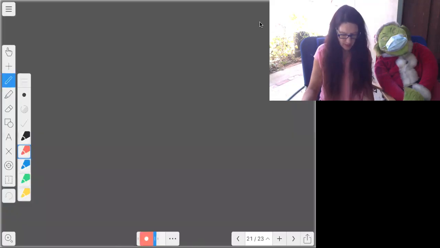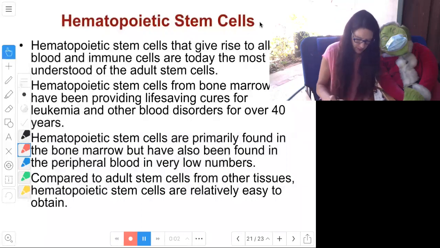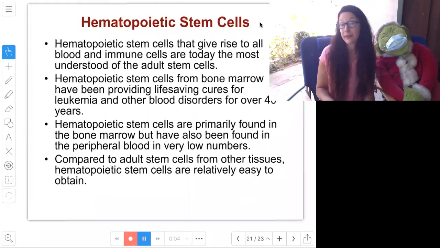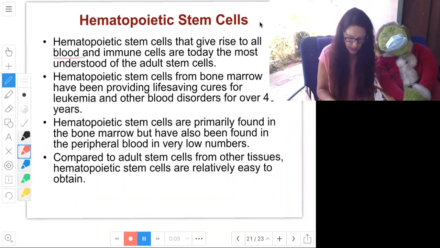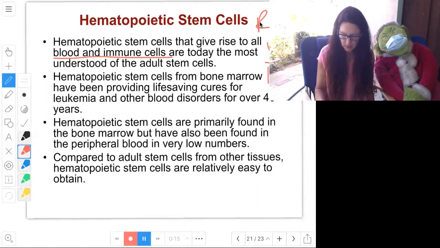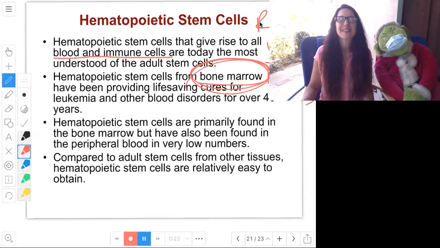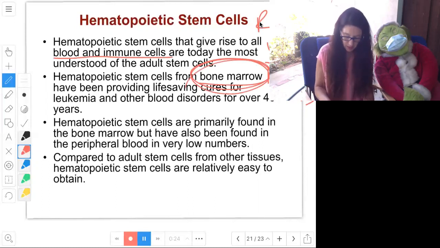All right, what else? The last one we're going to talk about, I think, is hematopoietic stem cells. What does that mean? These are the blood and immune cells: red blood cells, white blood cells, platelets, like we talked about in the intro. They come from the bone marrow. That's where all our blood cells come from. There are lots and lots of stem cells in your bone marrow. Sometimes you can get them in the peripheral blood.